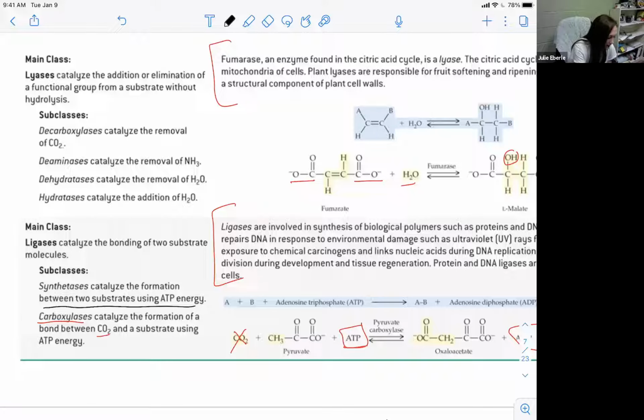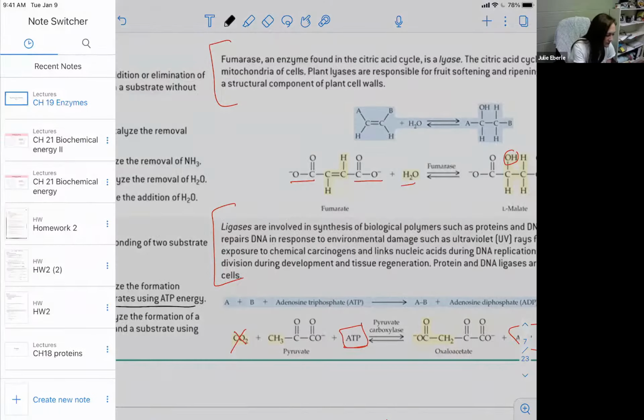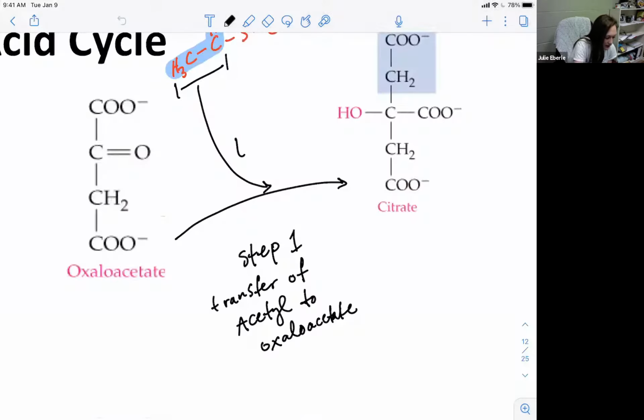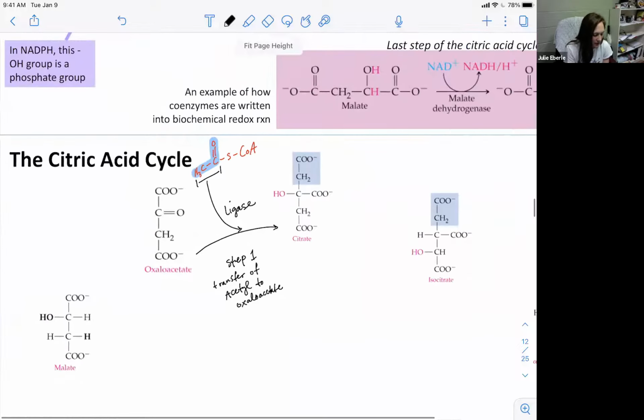Yeah, let's just write a ligase down though, because we actually don't have ATP involved in this step. Okay. So this is going to be a ligase. All right. Going to bring these two together. Okay. All right.